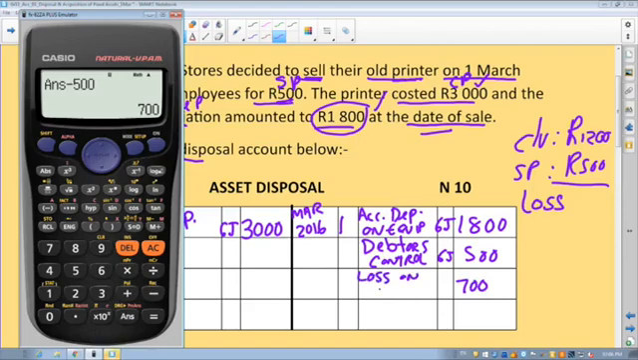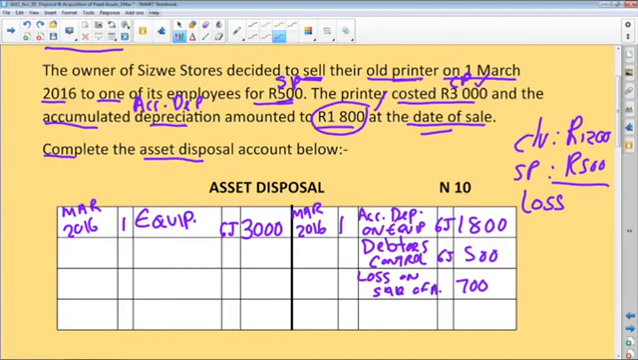At this stage, your asset disposal account automatically closes off because the debit side is exactly the same as the credit side. Remember, you never balance an asset disposal account. The purpose of an asset disposal account is to work out whether the business has made a profit or a loss on sale of asset.